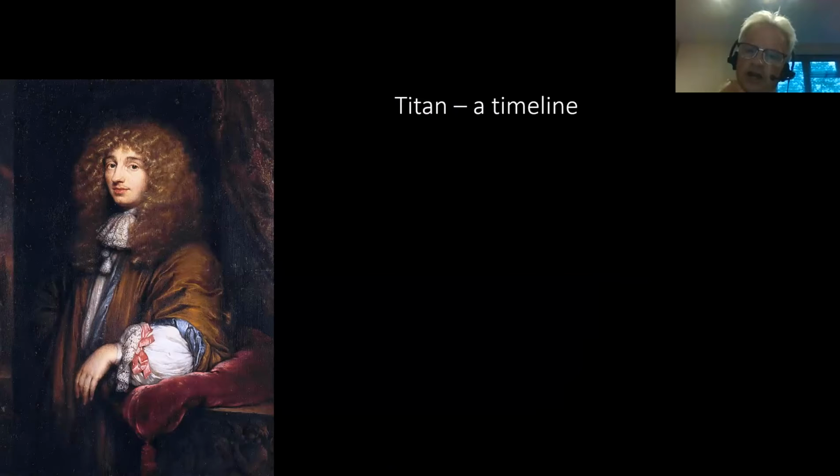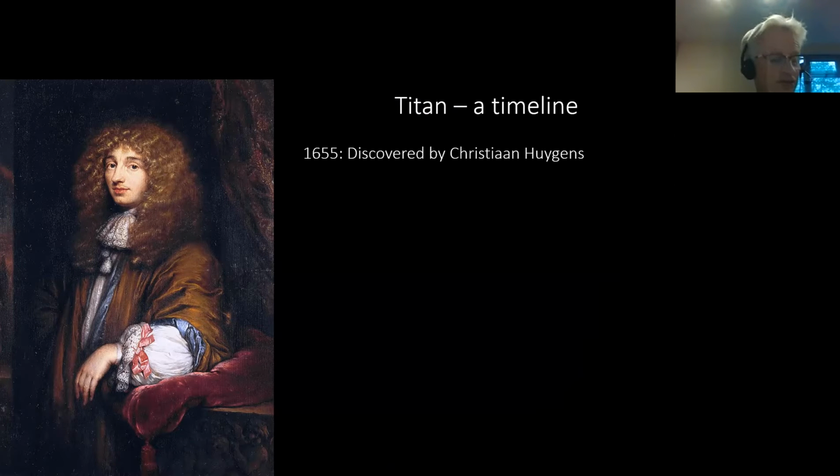So this is a very potted timeline of the discovery and understanding of Titan. On the left here we have Christian Huygens, who's dressed rather magnificently with his wig and his robe, staring rather knowingly at the camera. And he's there because Christian Huygens discovered Titan with his brother Constantine in 1655, using one of the earliest telescopes. They were inspired by Galileo's discovery of the 4 moons of Jupiter in 1610, and went on to build and develop their own telescope.